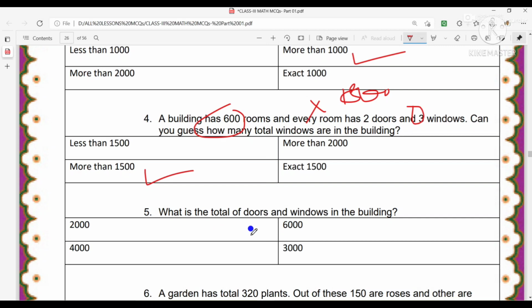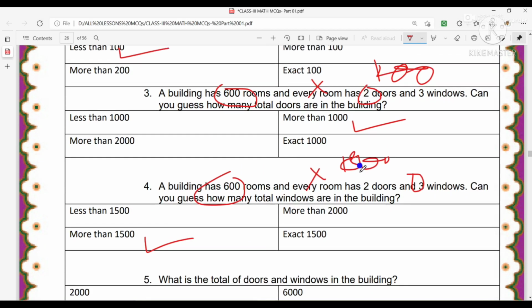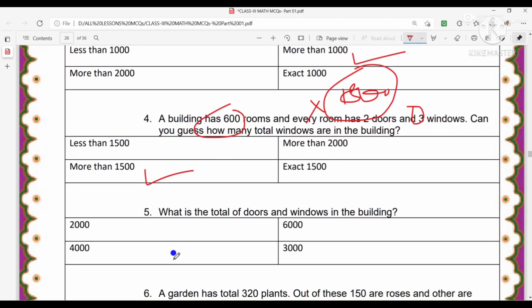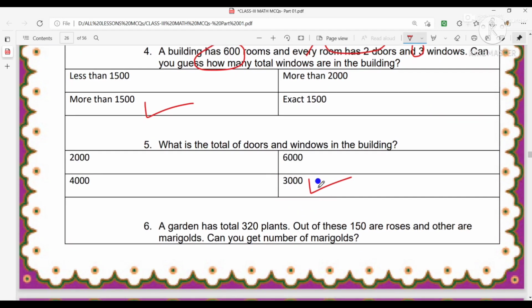What is the total of doors and windows in the building? Total doors 600 into 2, 1200, and the total windows 600 into 3, 1800. Total number of doors and windows 1200 plus 1800, 1300, right? Sorry, 3000. That will be equal to 3000.